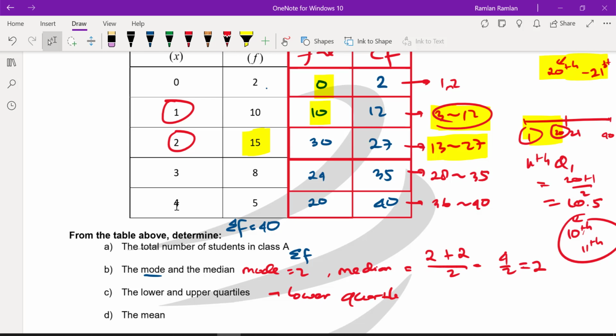And then the last one, I'm going to write down 1 plus 1 divided by 2 equals 1. Because the 10th data is 1, the 11th data is 1, add them together and then divide by 2. 2 divided by 2 is equal to 1.